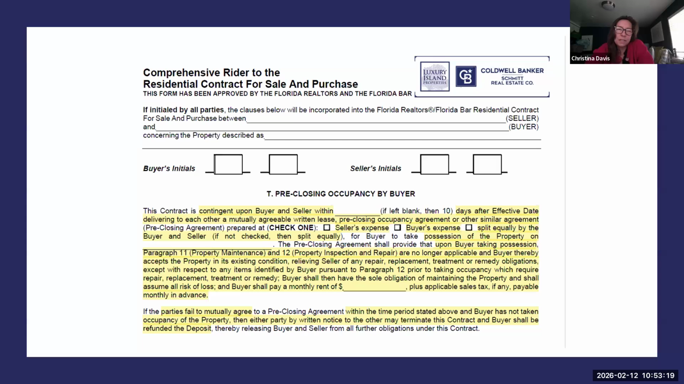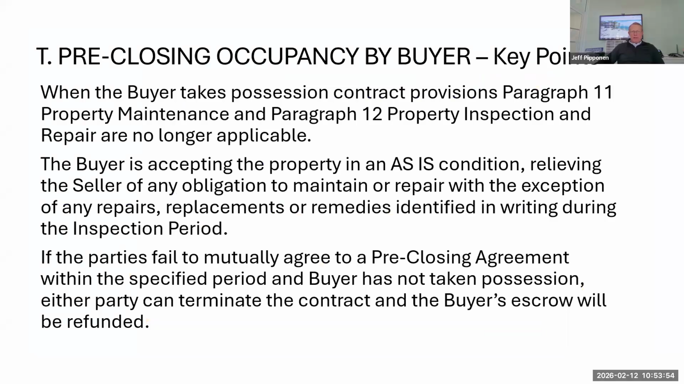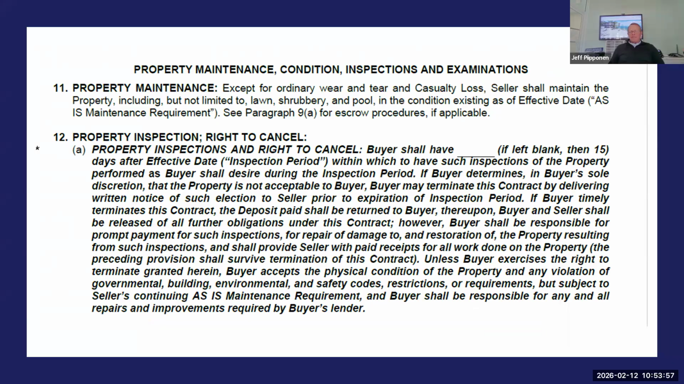Would you have an addendum signed by both parties to be able to conduct the walkthrough? Yes. The walkthrough is in the as-is contract. Jeff, what do you think? What paragraph is it in? Because if you look in this addenda right here in front of us, it says the seller's relieved of everything except with respect to any items identified pursuant to paragraph 12 prior to taking occupancy, which require replacement, treatment, or remedy. So anything that the parties have agreed to fix has to be fixed.